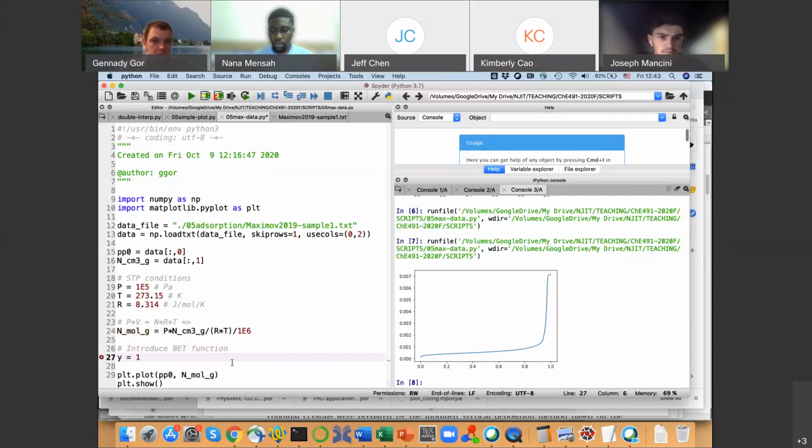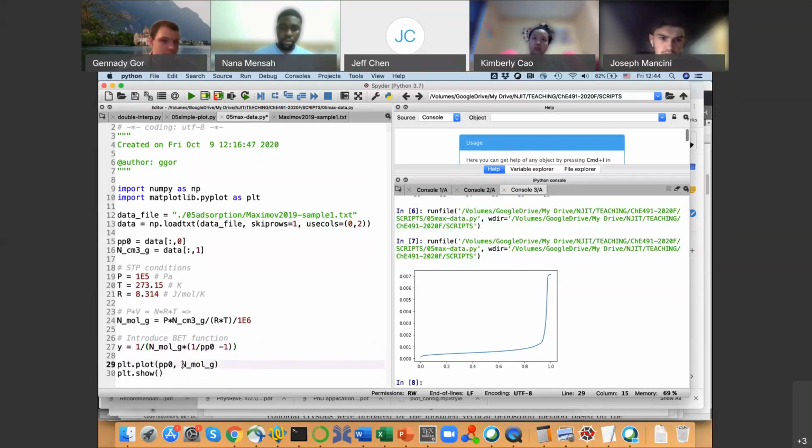And if you look at the equation which I have just written, it would be 1 over the amount adsorbed, I'll call it n mole per gram, times 1 divided by p naught over p minus 1. All right, I think this is the correct form. Let me plot it now.